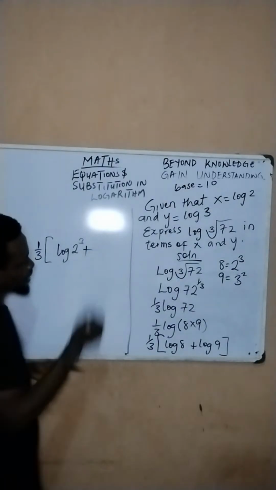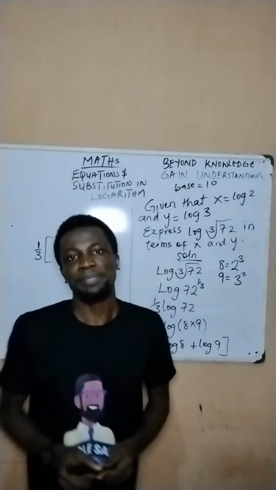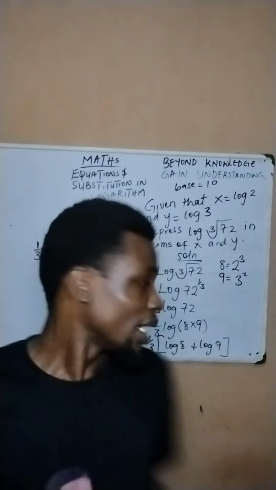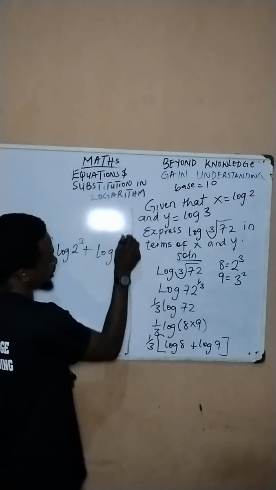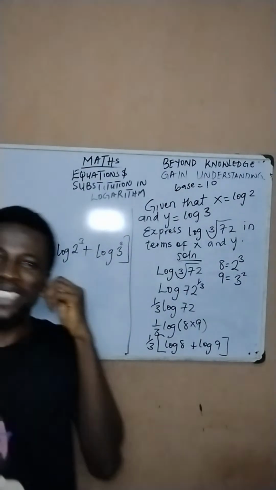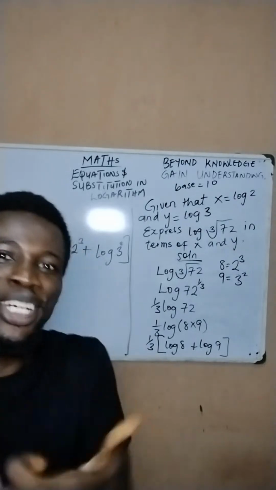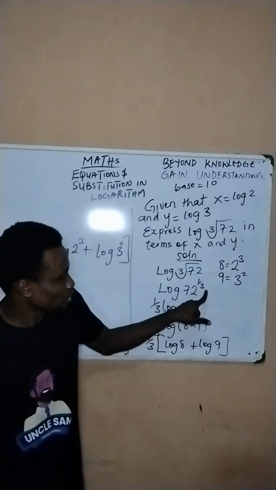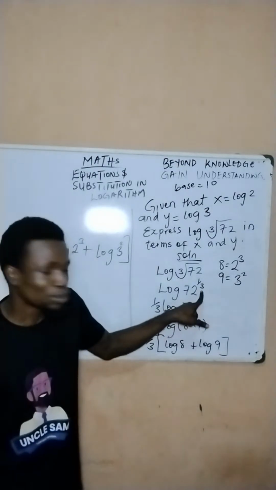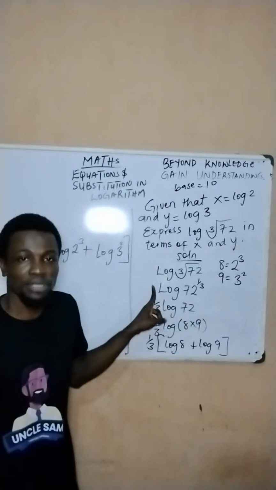Then, plus the same thing will happen here. I can go ahead and replace 9 to be 3 squared. So this is the same thing as what? Log 3 squared. This is what I have now. And once I've done this, I can still apply the power law of logarithm, which I did here, by taking the power of this 72 and letting it become the coefficient of the log.